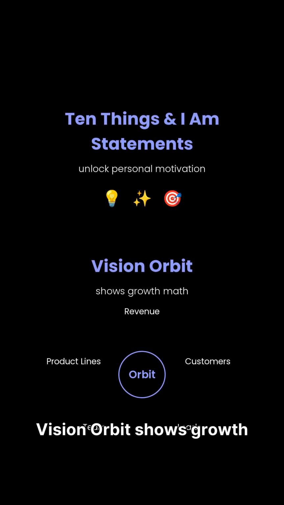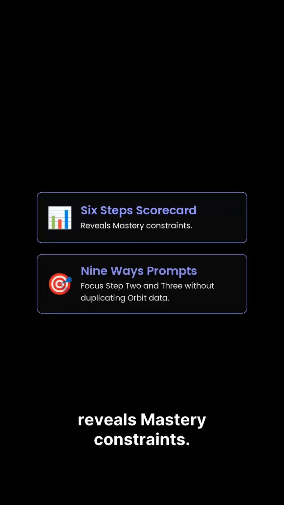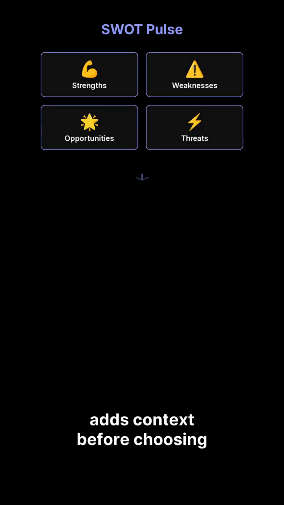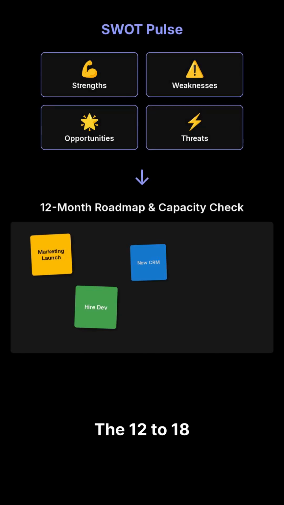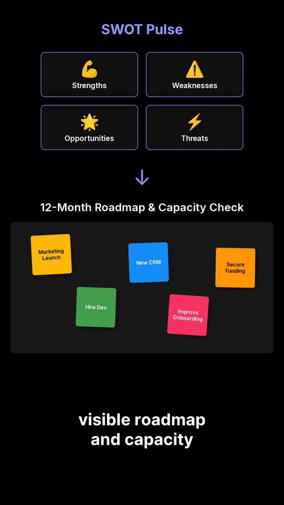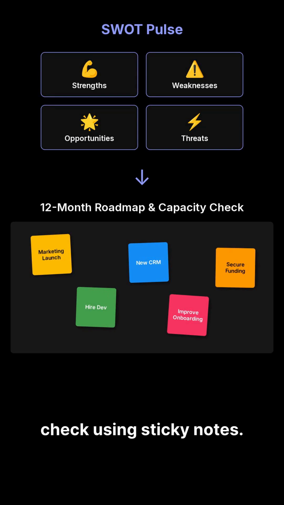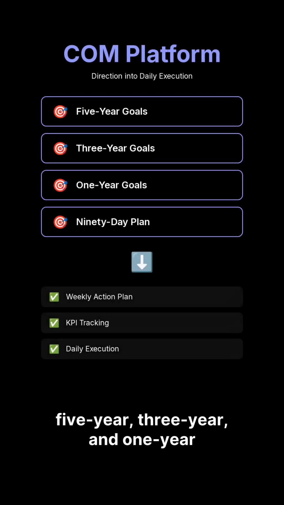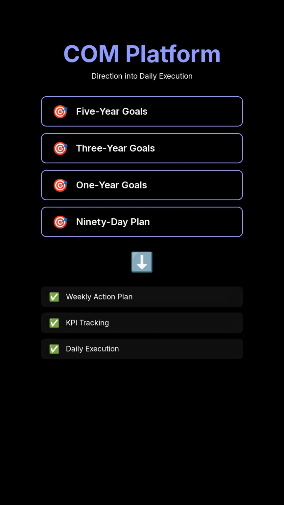Vision Orbit shows growth math across revenue, customers, leads, team, and product lines. The 6 steps scorecard reveals mastery constraints. 9 ways prompts focus step 2 and 3 without duplicating Orbit data. A quick swap pulse adds context before choosing quarterly levers. The 12 to 18-month banner creates a visible roadmap and capacity check using sticky notes. The COM platform stores 5-year, 3-year, and 1-year goals plus the 90-day plan, turning direction into daily execution.